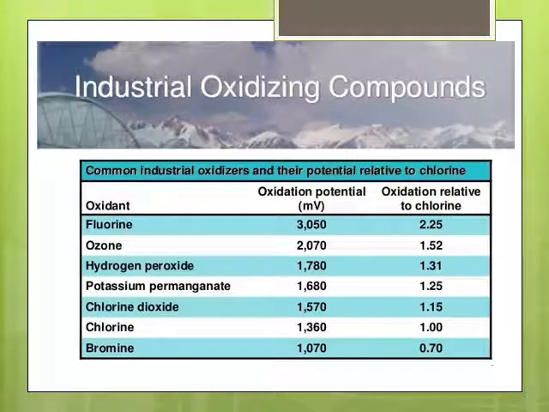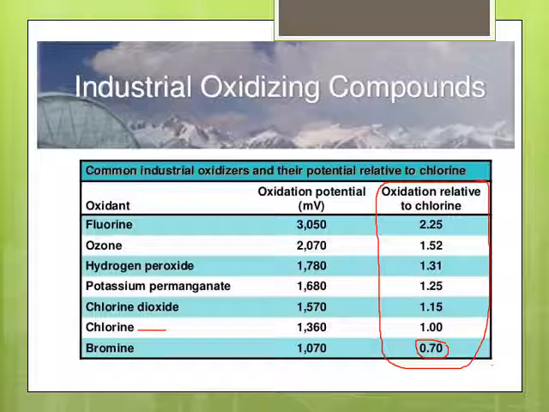So this is one chart that's used to compare oxidative capabilities. I'm going to focus on this one. They compare them to chlorine as the standard. So bromine is less oxidative than chlorine. Then you get into things like hydrogen peroxide, which is pretty good. Ozone, very good. And then of course fluorine, which is really, really strong oxidizer.